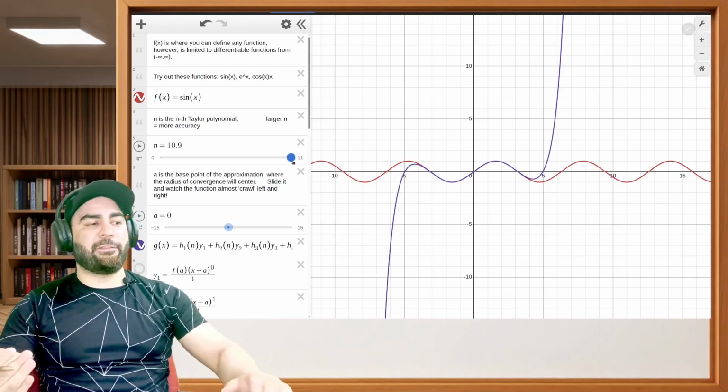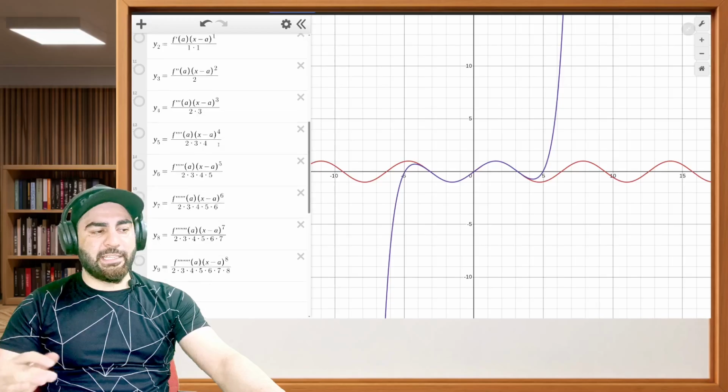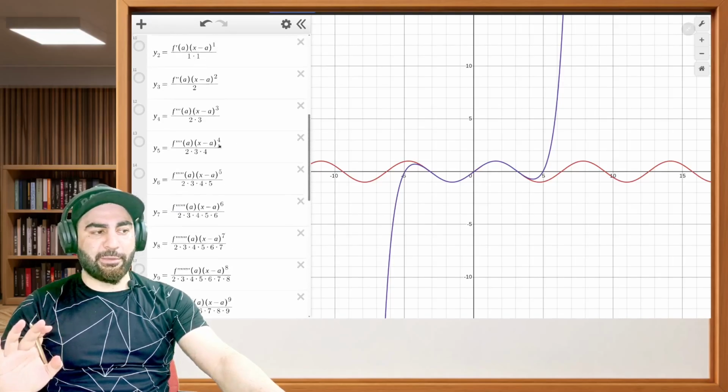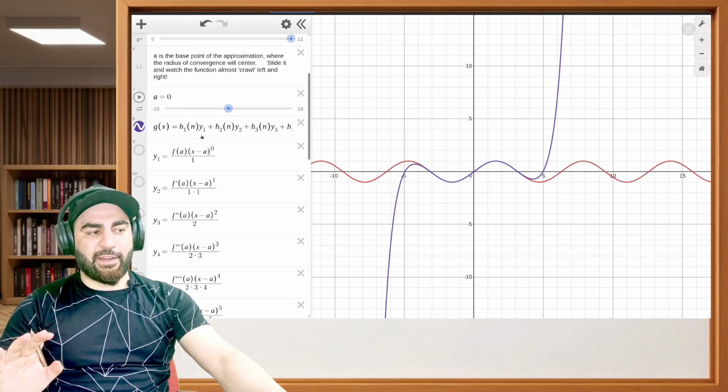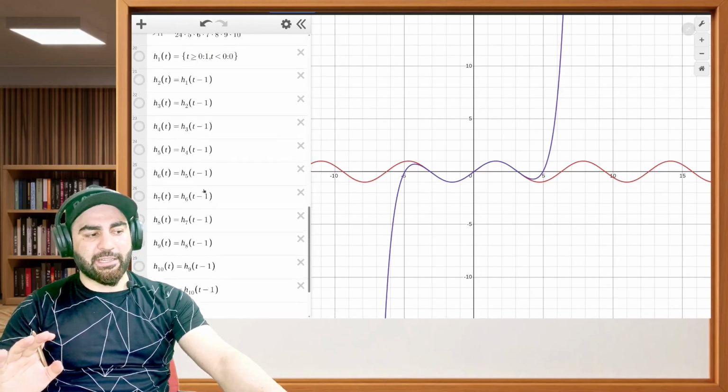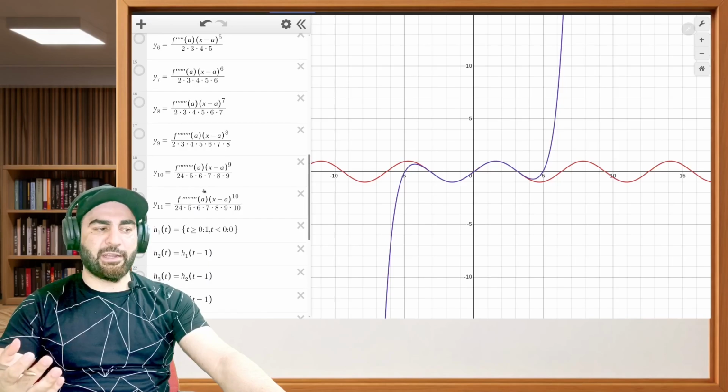And you can do it for other functions as well. Okay, and you see the Taylor series is defined the way I did it. Similarly, you have this function, this Taylor series g of x, h1 of y1. So y1 is defined like this. Okay, y2 is defined like h, and h is defined like this. This is basically the function value at that point.